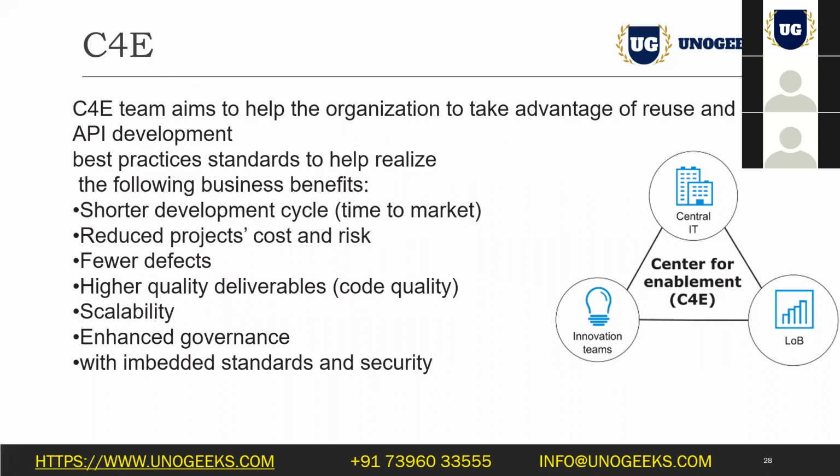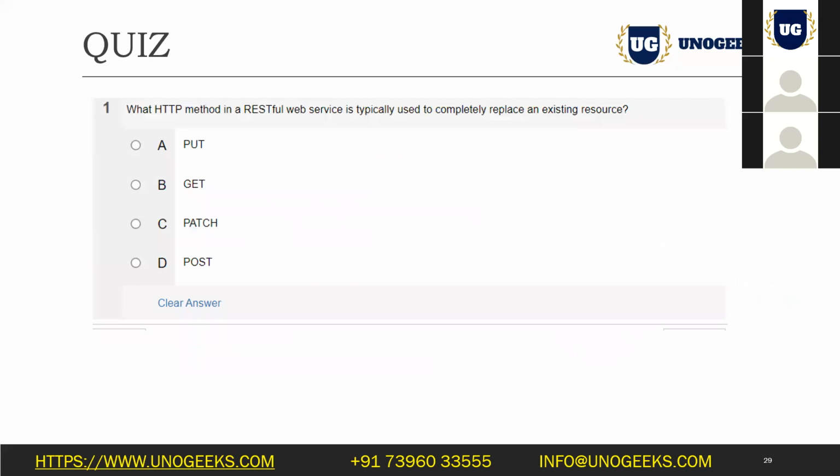So there's a team which will sit and monitor all the APIs which are already built. And it will help the developers, saying yeah, this API is there, you can take leverage of this API. So that is what it is saying. It's a shorter development cycle, because if we have a reuse API, it will take a shorter time. Reduced project cost and risk, fewer defects because it's already tested and we don't have to test it again. So yeah, higher quality, enhanced governance, and all these advantages we have in this.